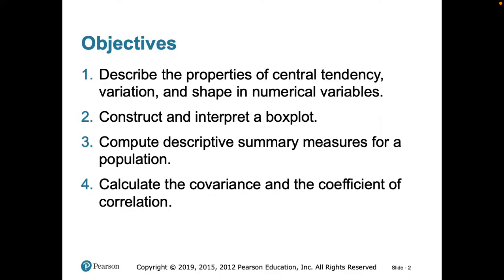In this chapter, we want to learn how to describe the properties of central tendency, variation, and shape in numerical variables. We want to construct and interpret a box plot. By the end of this chapter, you should be familiar with how to construct and what to interpret from a box plot. You should be able to compute descriptive summary measures for a population, and finally calculate the covariance and the coefficients of correlation.